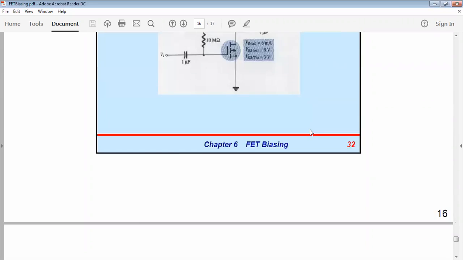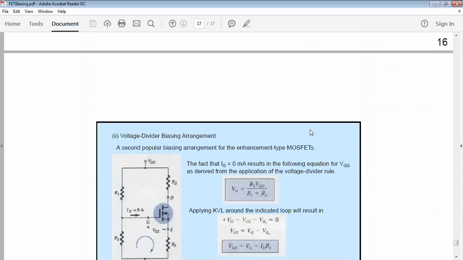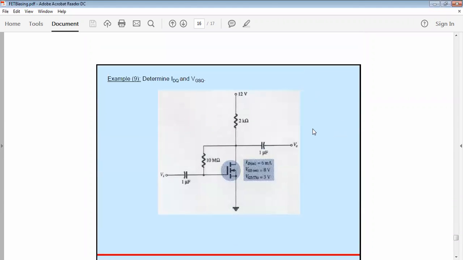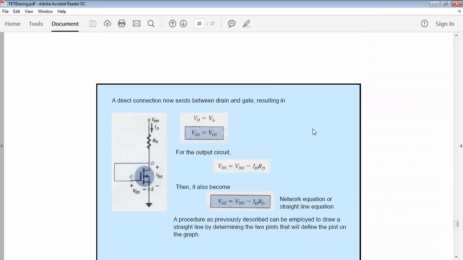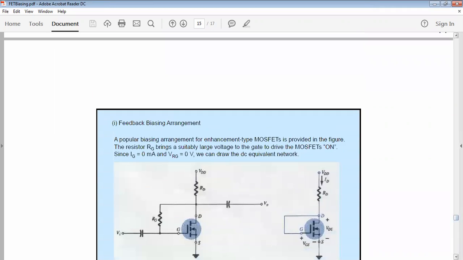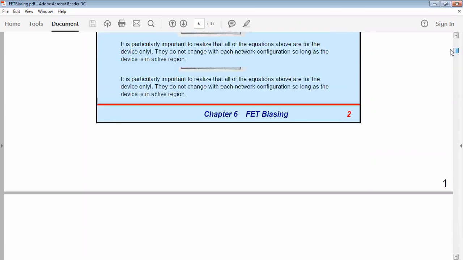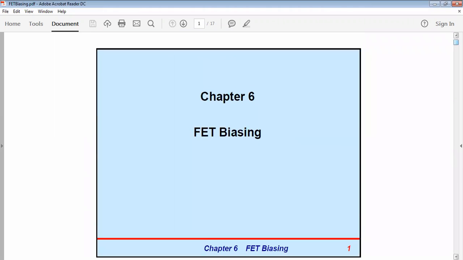With this we complete the 4 biasing techniques using FET, JFET, depletion mode MOSFET or enhancement mode MOSFET, right? Once again, what is meant by biasing? Biasing is nothing but applying external voltage to the device in such a way as to keep the device in saturation region.